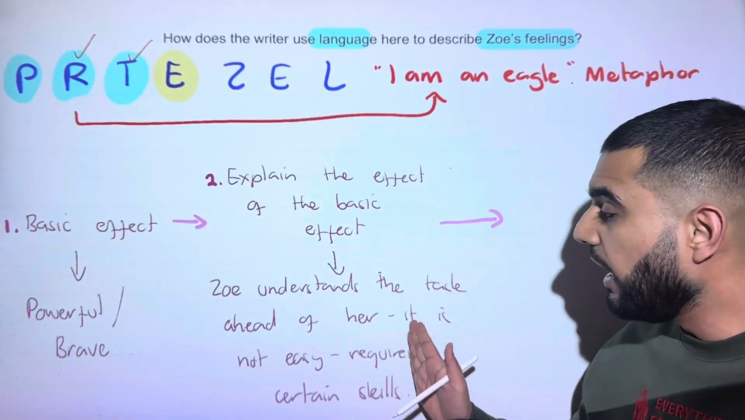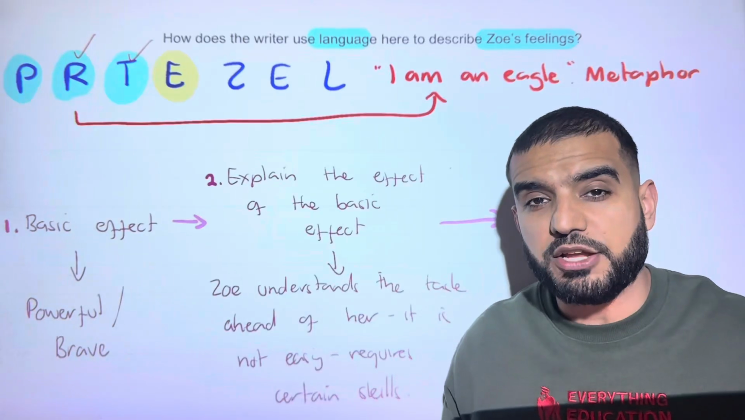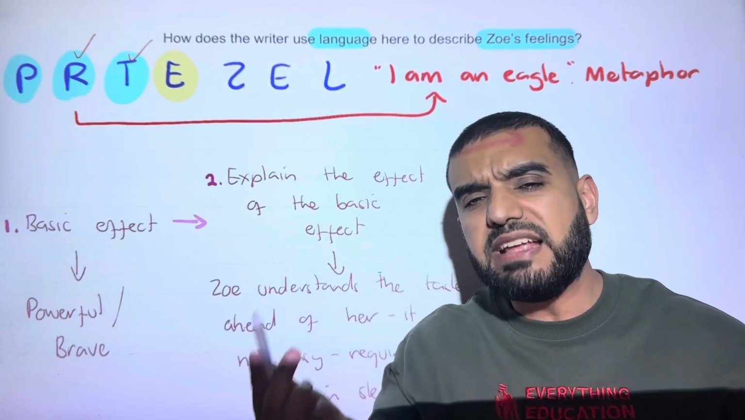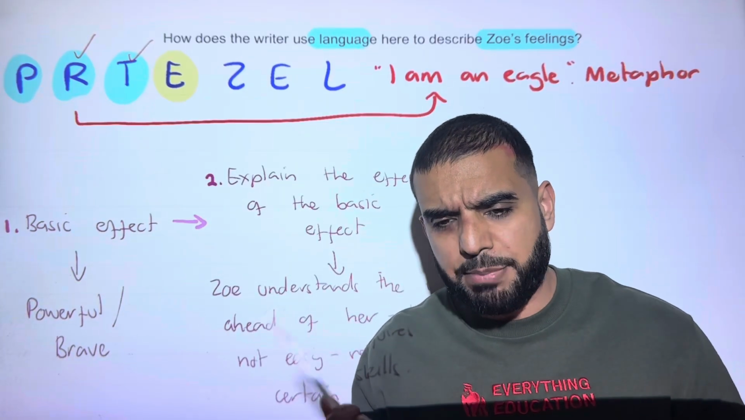Now, do you see? I'm working on my own work. I'm not starting a brand new effect. I'm simply questioning my own writing. So, okay, fine. So I said that this shows Zoe's powerful and brave. Okay, fine. What's the impact of that?